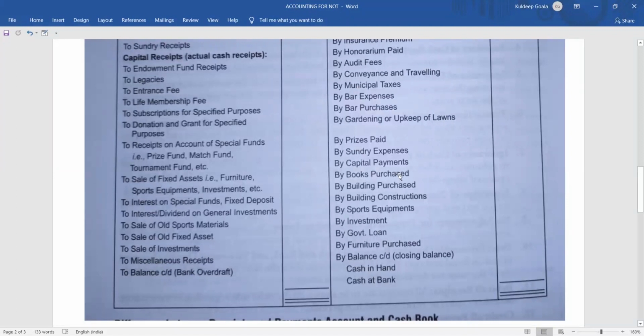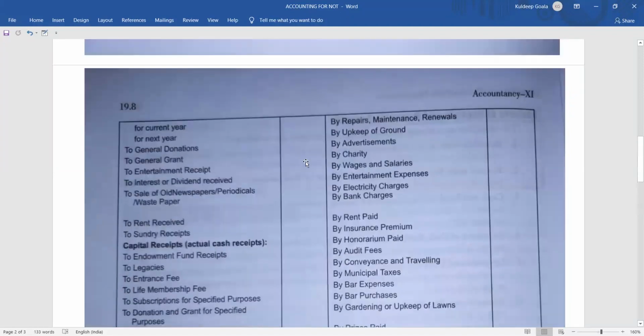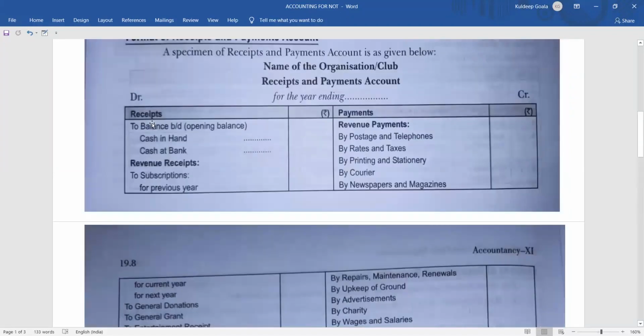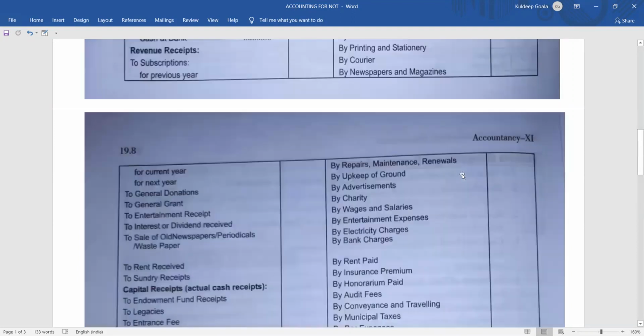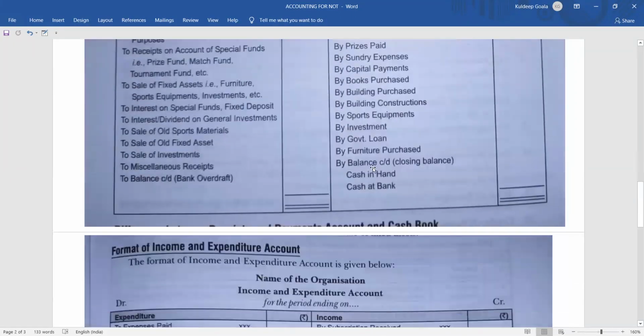Now, if the debit side is more, that is the receipt side. If the receipt side is more, that means you have received more money, more as compared to the payment side. If the receipt side is more than the payment side, that means you have received more money than you have paid. Suppose your receipt side is 10,000 and your payment side is 8,000, then how much have you received extra? 2,000. So that will come as by balance carried down.